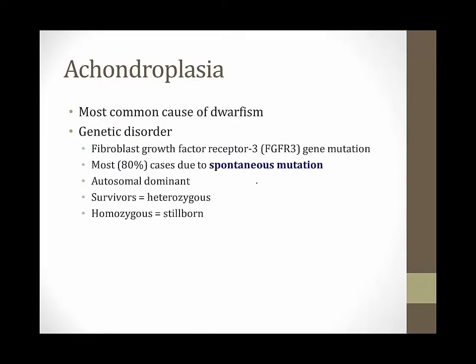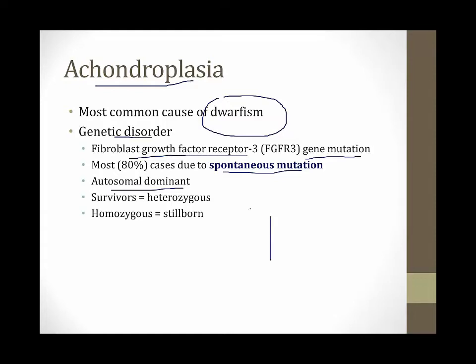If you understand endochondral ossification and growth plates, then it's very easy to understand achondroplasia. This is the most common cause of dwarfism. It is a genetic disorder caused by a gene mutation in the fibroblast growth factor receptor 3 gene. 80% of cases are due to a spontaneous mutation, but this can run in families, and when it does, it is autosomal dominant. By that I mean that anyone with one copy of the gene will develop dwarfism.